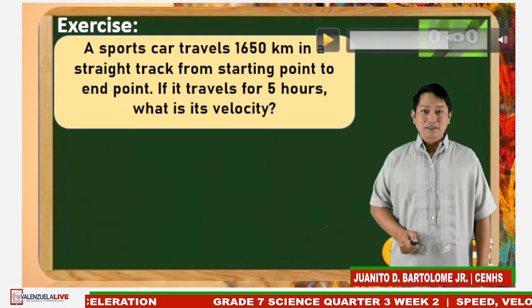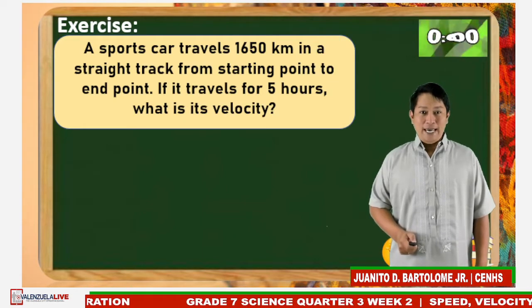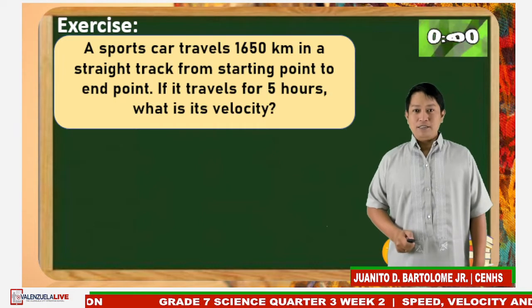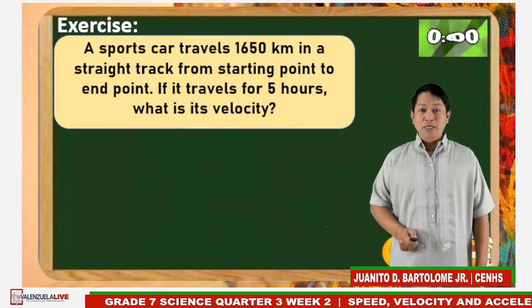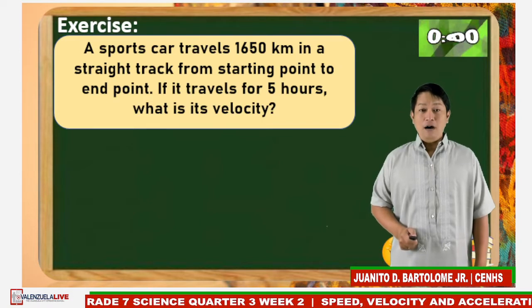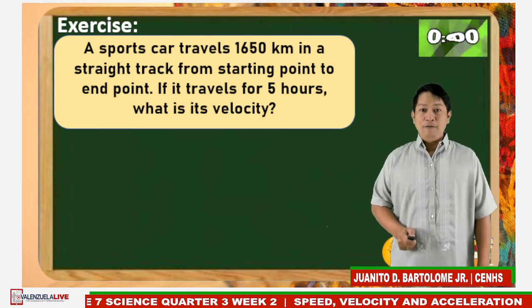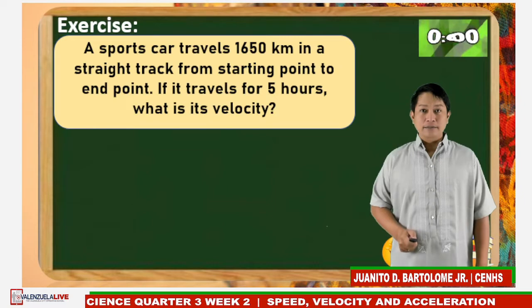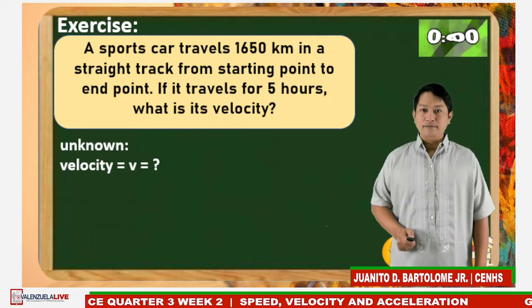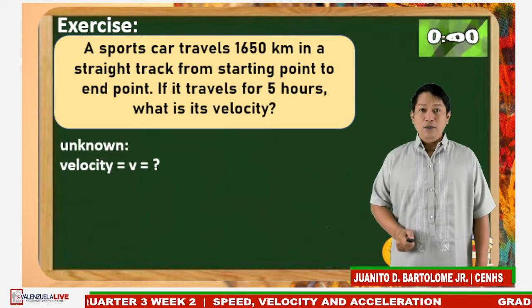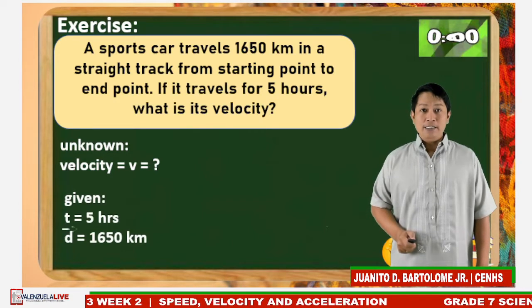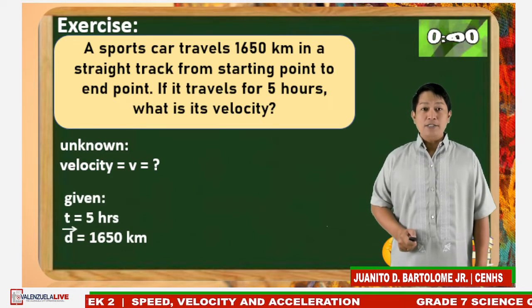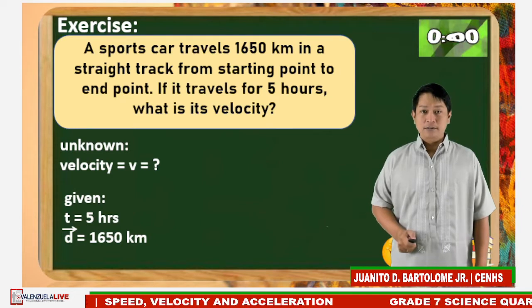Time's up. Let us now reveal the solution and answer. First, let us find out what is being asked. Based on the problem, we have to solve for the velocity of the sports car. Velocity is the unknown quantity. Second, we need to identify the given quantities. The time is 5 hours and the displacement is 1,650 kilometers.